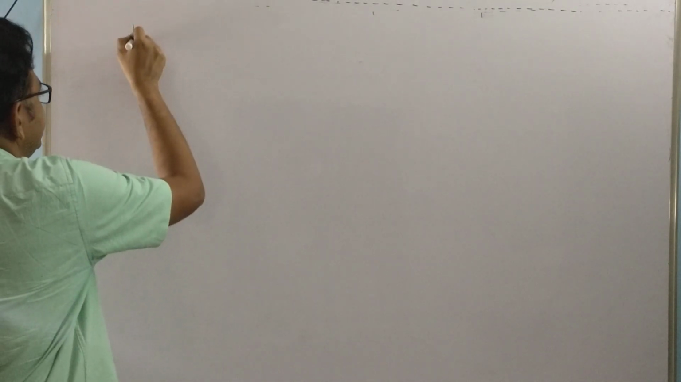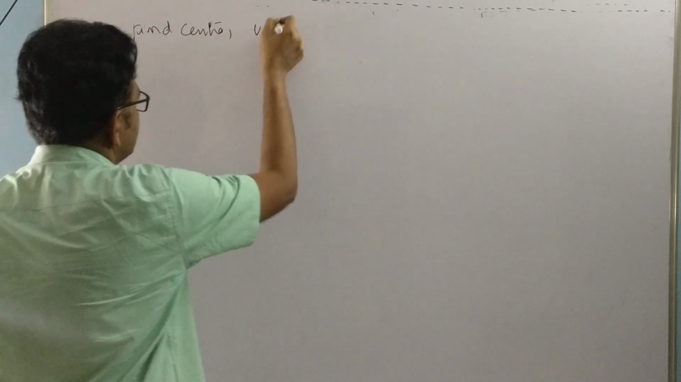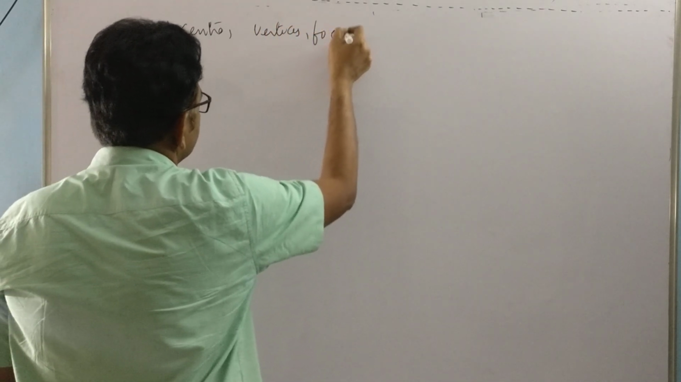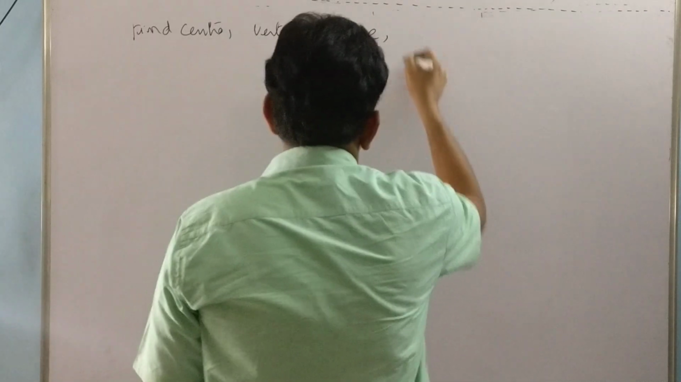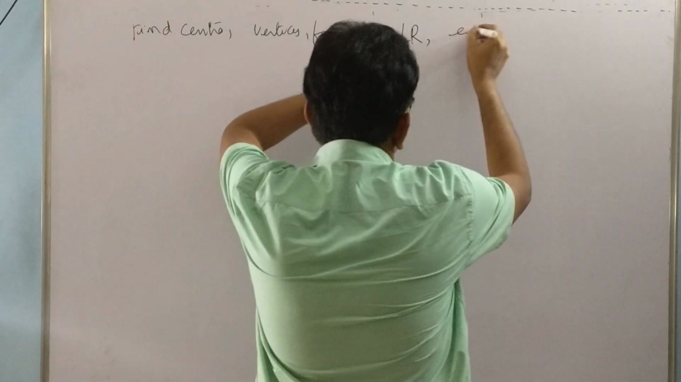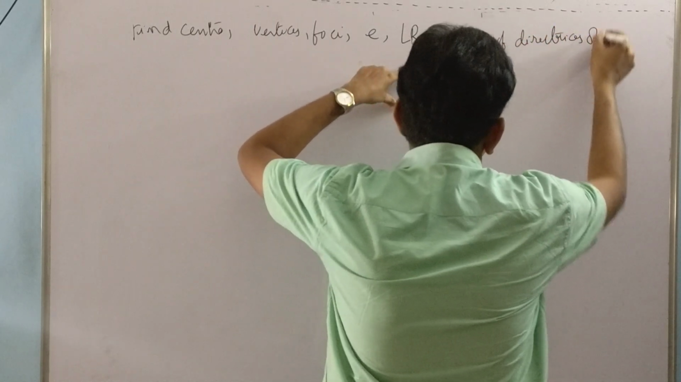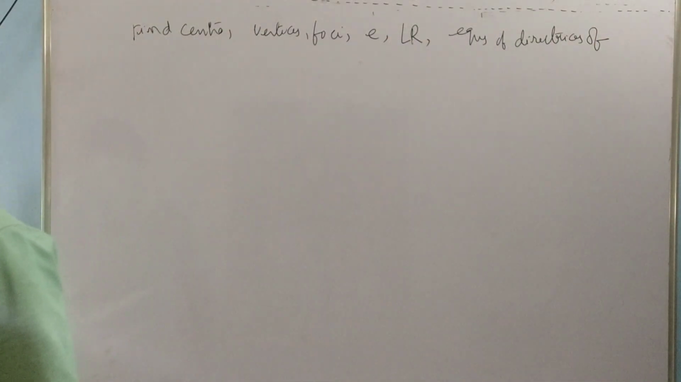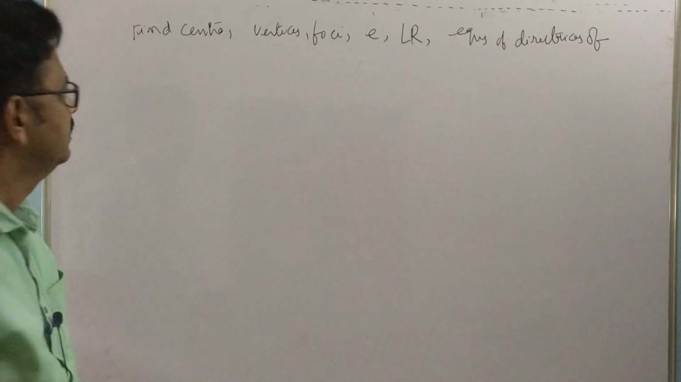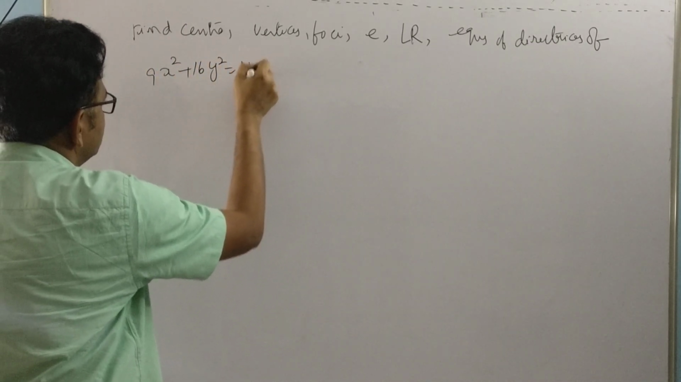Now write down the problem. Find the center, vertices, foci, eccentricity, length of latus rectum, and equations of directrices of the ellipse 9x square plus 16y square is equal to 144.